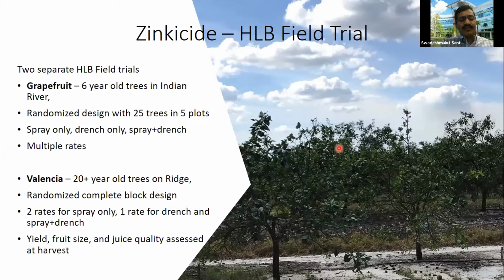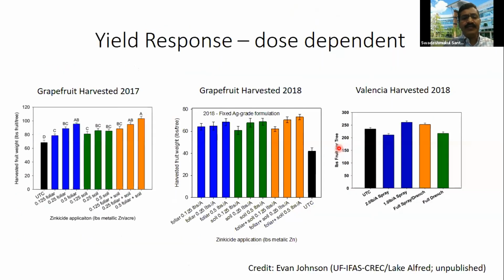Well, many things work in the lab and greenhouse perhaps, but not in the field. So translating the technology from a test tube in a chemistry lab all the way to the field trial involving industry is something important for us and in particular our students to understand. So we did a trial in the Indian River area on young grapefruit and Valencia on the ridge, 20+ years old. All of those trees were heavily affected by HLB.